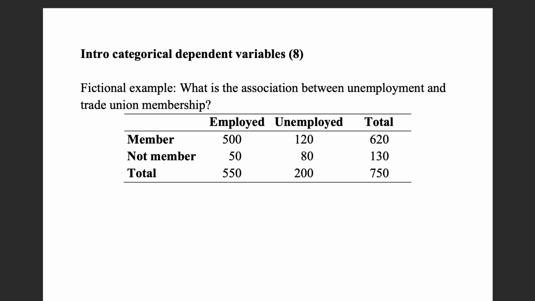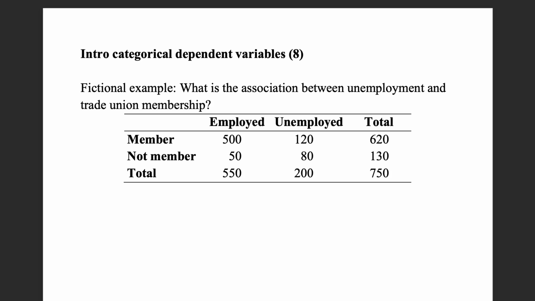And we see that in total there are 550 people in our sample that are employed and 200 people that are not employed. Okay, so now how can I analyze the association between employment and trade union membership, or unemployment and trade union membership? And why do we need an odds ratio to say something about this relationship?